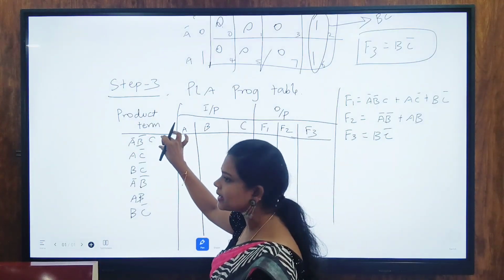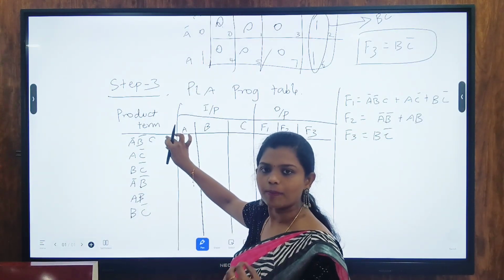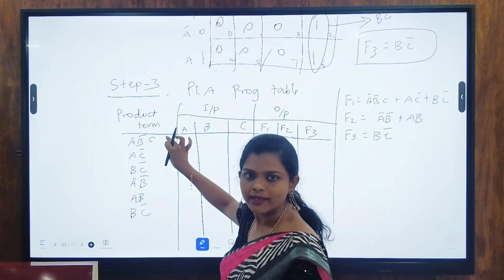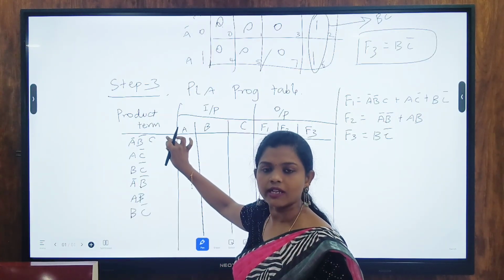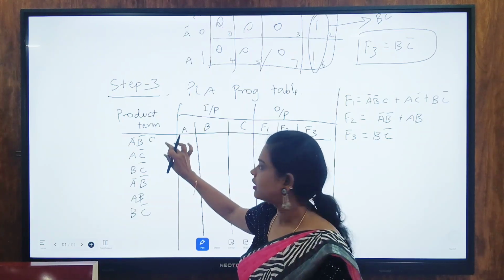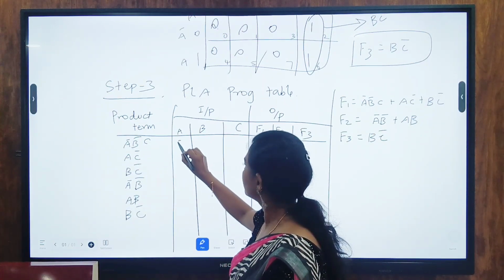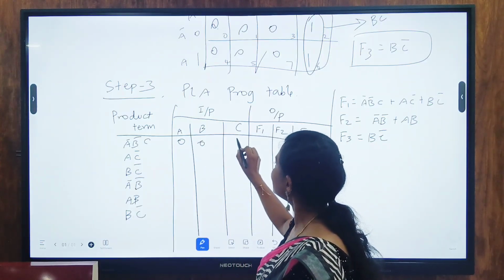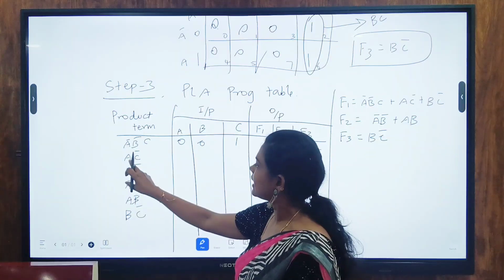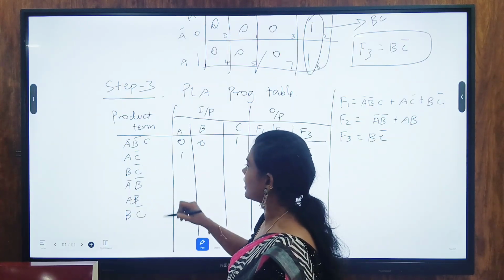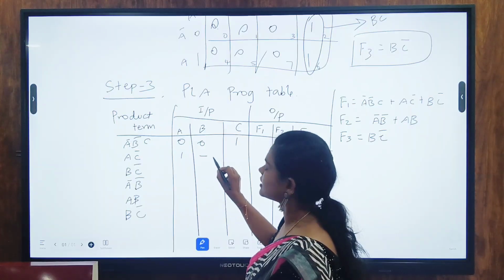Now for the respective product term I am going to check whether the variables are present. If it is a complement I am going to mention 0. If it is just a variable I am going to mention 1. If the variable is not there I am going to mention dash. So here A bar means 0, B bar means 0 and C 1. Likewise for the rest of the product terms, A, C bar. A is 1. B variable is missing, so I am going to mention dash.